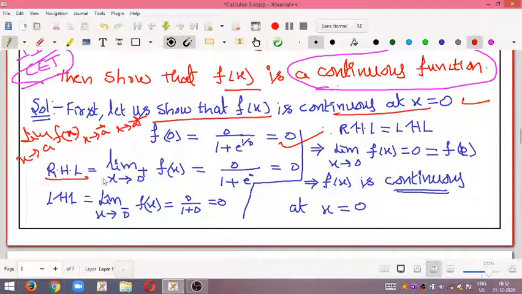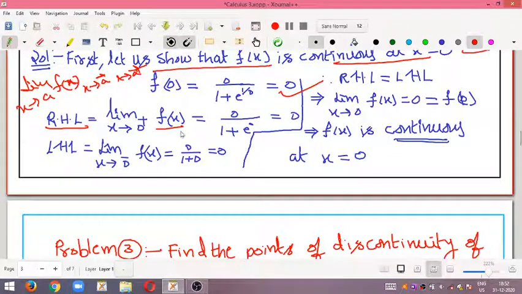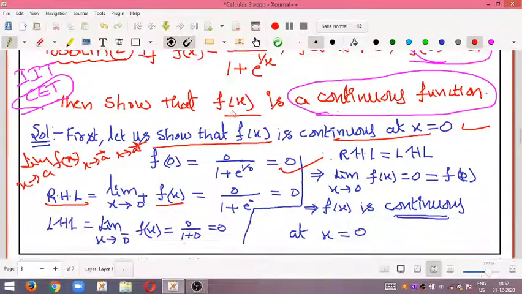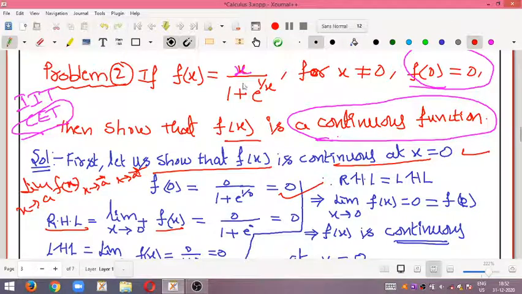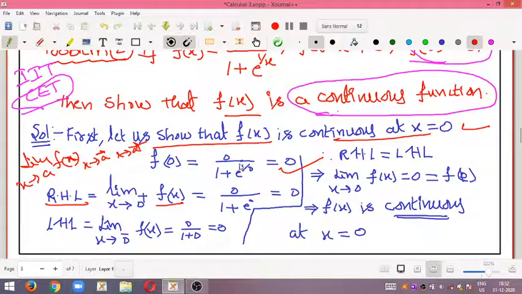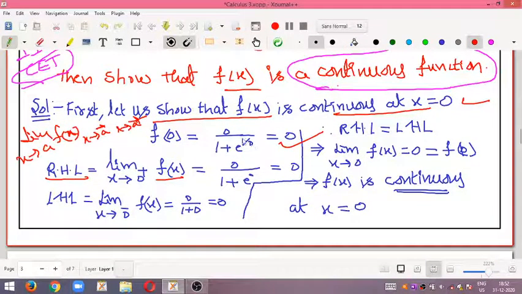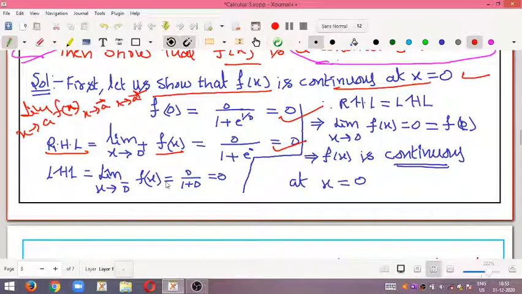So for that purpose, RHL is equal to limit as x tends to 0 plus of f of x. By substituting 0 plus, we get 0 by 1 plus e power 1 by 0. This e power 1 by 0 means e power infinity, which is infinity. So 0 by 1 plus infinity, 0 by anything is 0. This is about RHL.